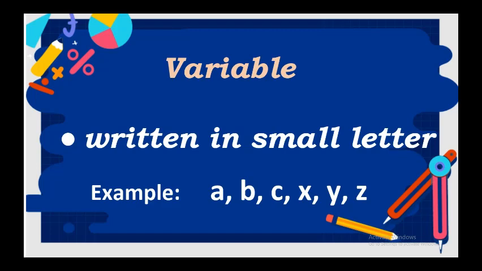A random variable may be confusing to you at first, especially if you associate it with the common variables that we use in algebra. Now let us differentiate. First, we have a variable. The variable is written in small letter. For example, small letter a, b, c, x, y, and z, or any letter in the alphabet.